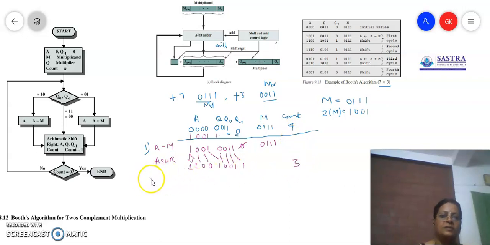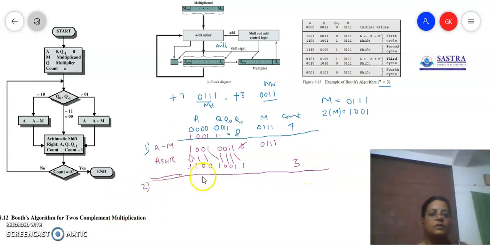I will just put a dash. Now we have to do the second step. Okay, so in the second step, what again do we have to do? As per the algorithm, examine Q naught and Q minus 1. Now this Q naught and Q minus 1 is going to be 1 1. I have to examine these bits. Okay, 1 1. So if it is 1 1, what do we have to do? We no need to add, so no add.